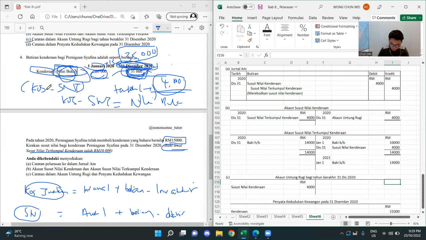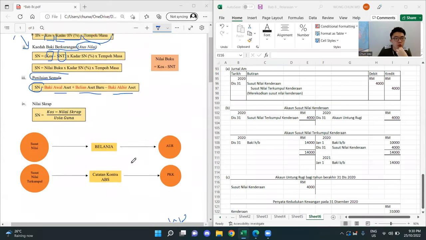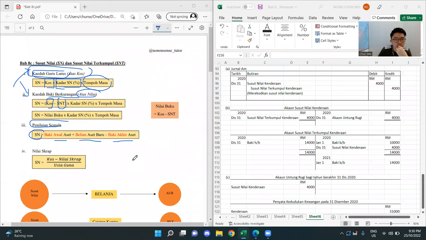All right. You guys done? If yes, please type done or D in the chat box. Okay. So, ready done for susut nilai. Okay, susut nilai done, susut nilai terkumpul.